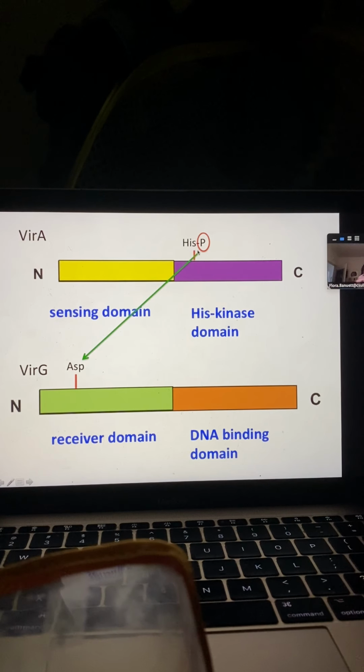So what happens if I change that histidine residue to alanine? You need to think. Anybody? Anybody there?